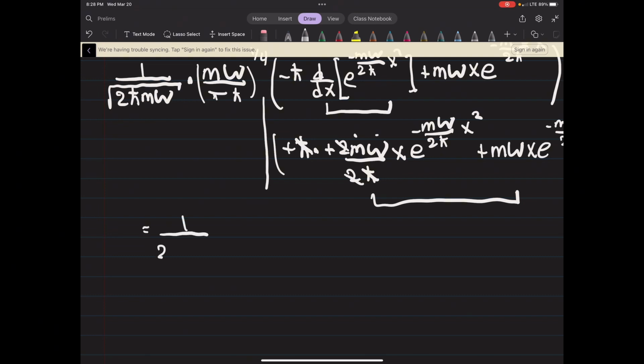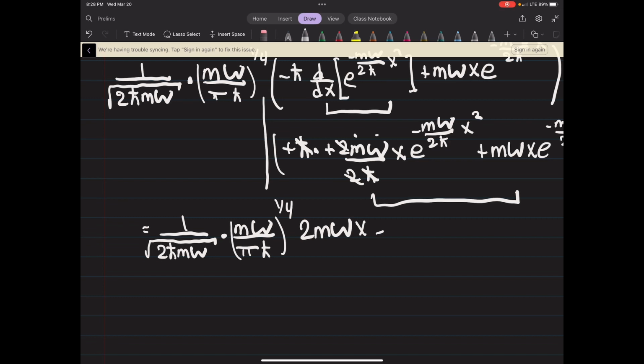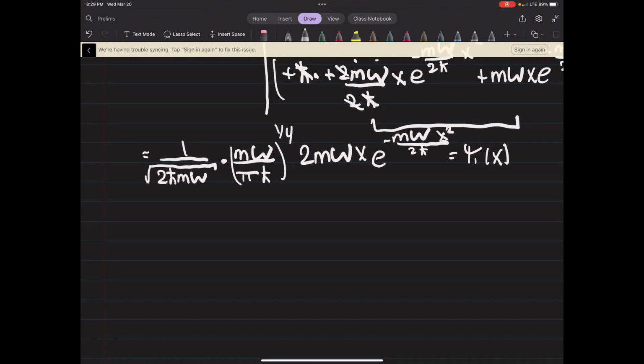1 over the square root of 2 h bar m omega, times m omega divided by pi h bar to the 1/4, times 2 m omega x e to the minus m omega x squared divided by 2 h bar. So this is our psi 1. And we're going to need to graph that, so this is worth just looking at.